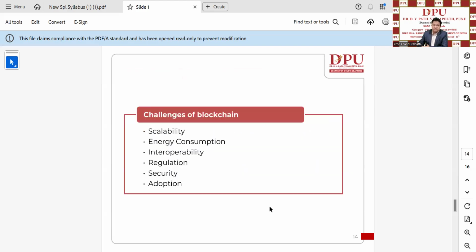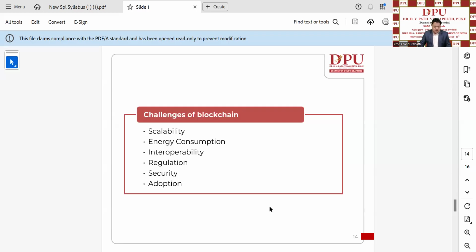I hope that you have understood each one of these objectives very clearly. Now, let's understand what the challenges of blockchain are. There are 6 challenges. The first challenge is scalability. The second is energy consumption. The third is interoperability. The fourth is regulation. The fifth is security, and the sixth is adoption.